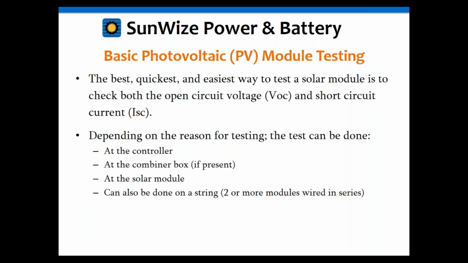Okay, now keeping all of that in mind, we're going to get into basic PV module testing. There are 2 tests that you can do that are quick ways to figure out if your module is performing correctly or not, and whether it's a problem or not. One of them is referred to as the VOC, or open circuit voltage test, and the other is the short circuit current test, the ISC test.